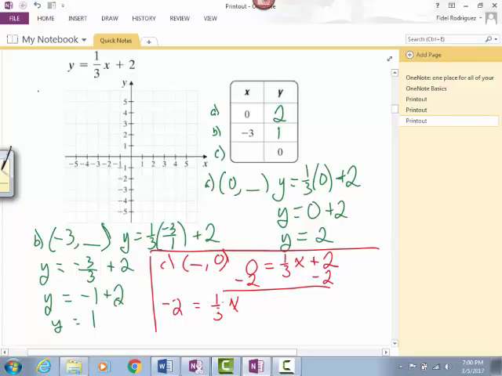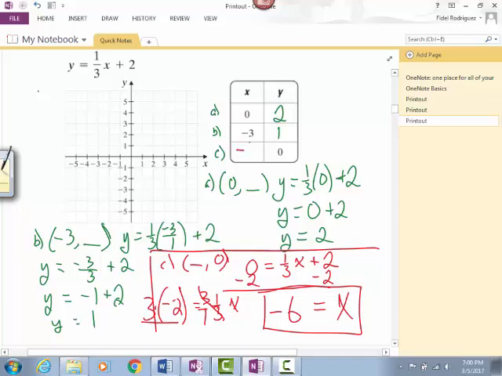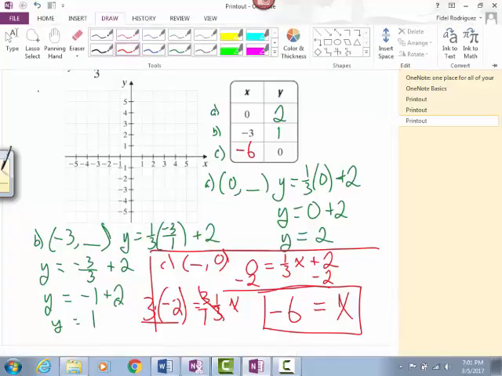Now again, since I have this fraction here, 1/3, the reciprocal of 1/3 would be 3/1. So I'm going to go ahead and multiply this also by 3. So 3 times -2 would give me a -6 equals, well, this 3 and that 3 are going to cancel. That's just going to give me my x right there. So I'm going to go ahead and write a -6 right here.